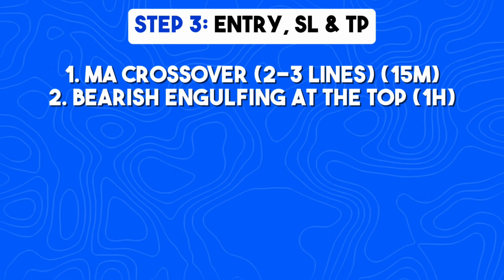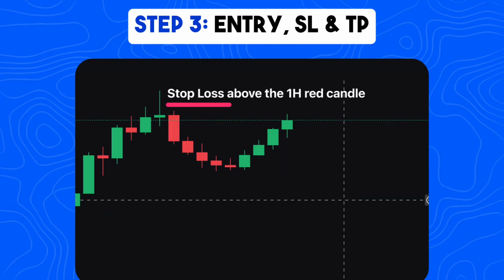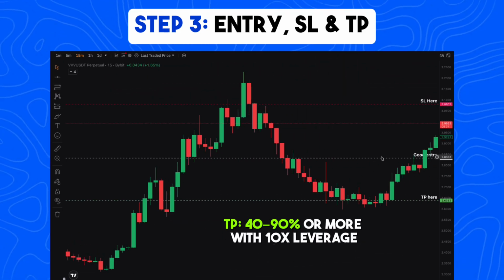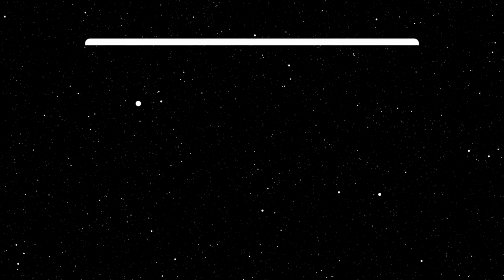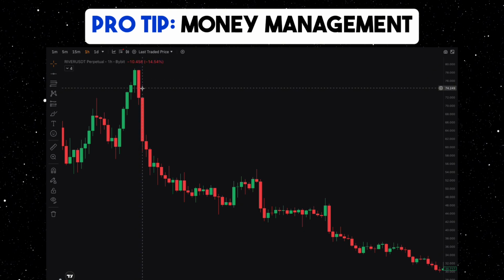Step 3. Entry, stop loss and take profit. Enter short after confirmation. Stop loss above the 1-hour red candle. Take profit around 40-90% or more with 10x leverage depending on market conditions. Pro tip: money management, very important. This is where most traders fail, including me.